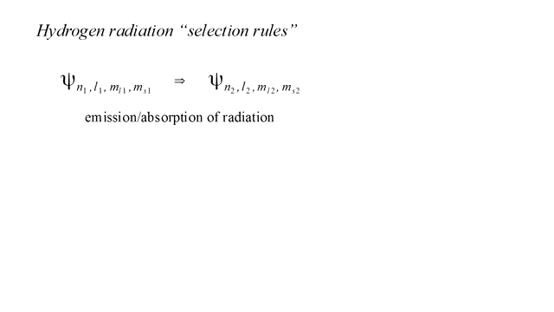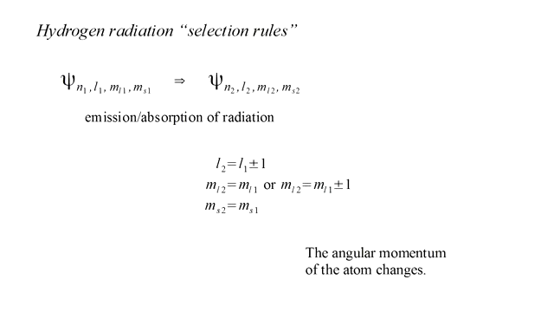Calculation of these electric dipole transition probabilities leads to the so-called selection rules for hydrogen atom radiation. An orbital with quantum numbers n1, L1, ML1, and MS1 can transition to an orbital with quantum numbers n2, L2, ML2, and MS2 only if L2 differs from L1 by plus or minus 1, ML2 equals ML1 or differs from it by plus or minus 1, and the spin quantum number does not change. The quantum number L fixes the orbital angular momentum magnitude. If the spin angular momentum doesn't change, but the orbital angular momentum does change, then the total angular momentum of the atom must change.